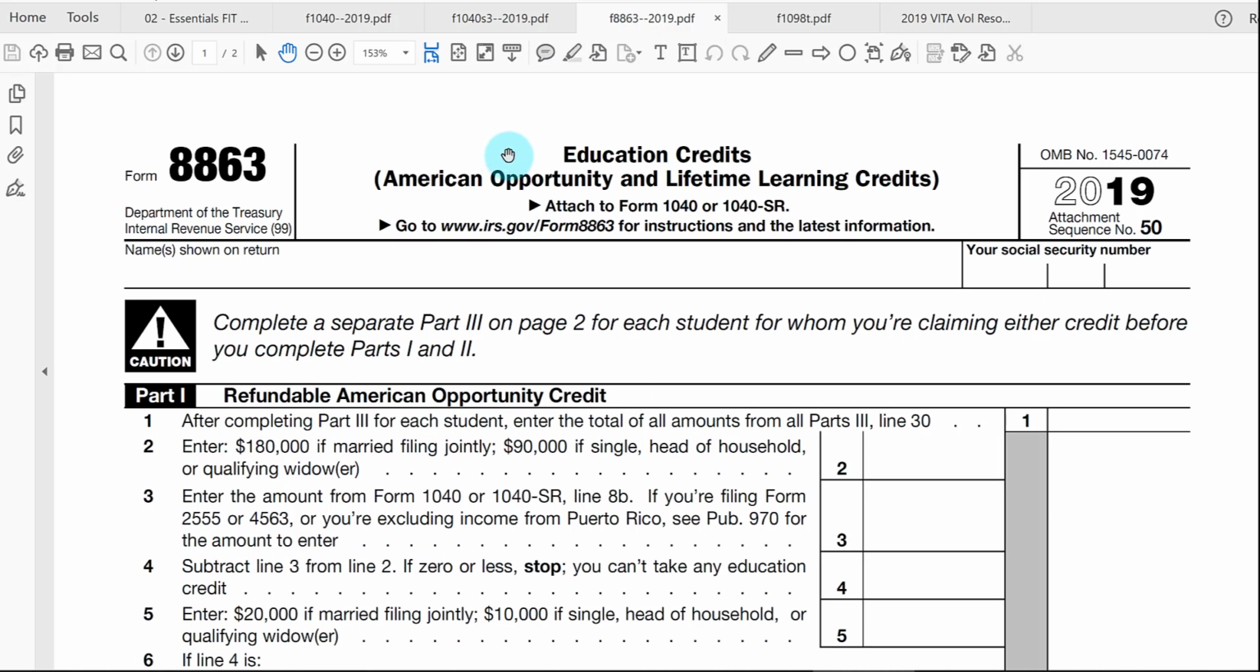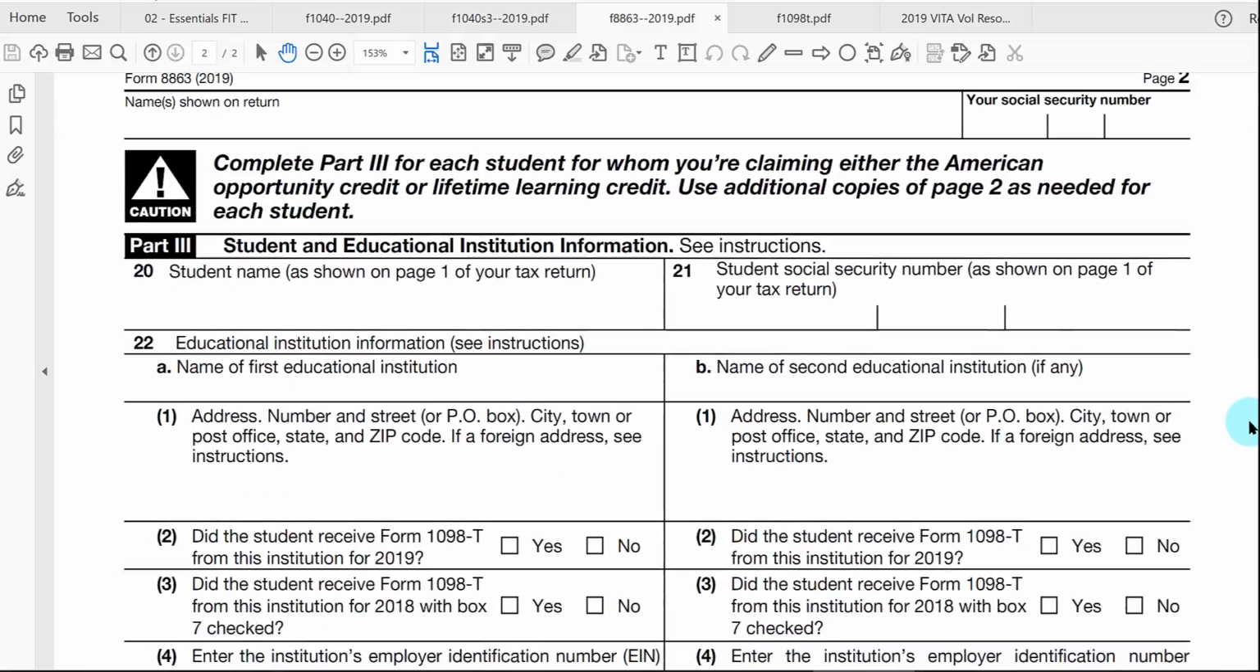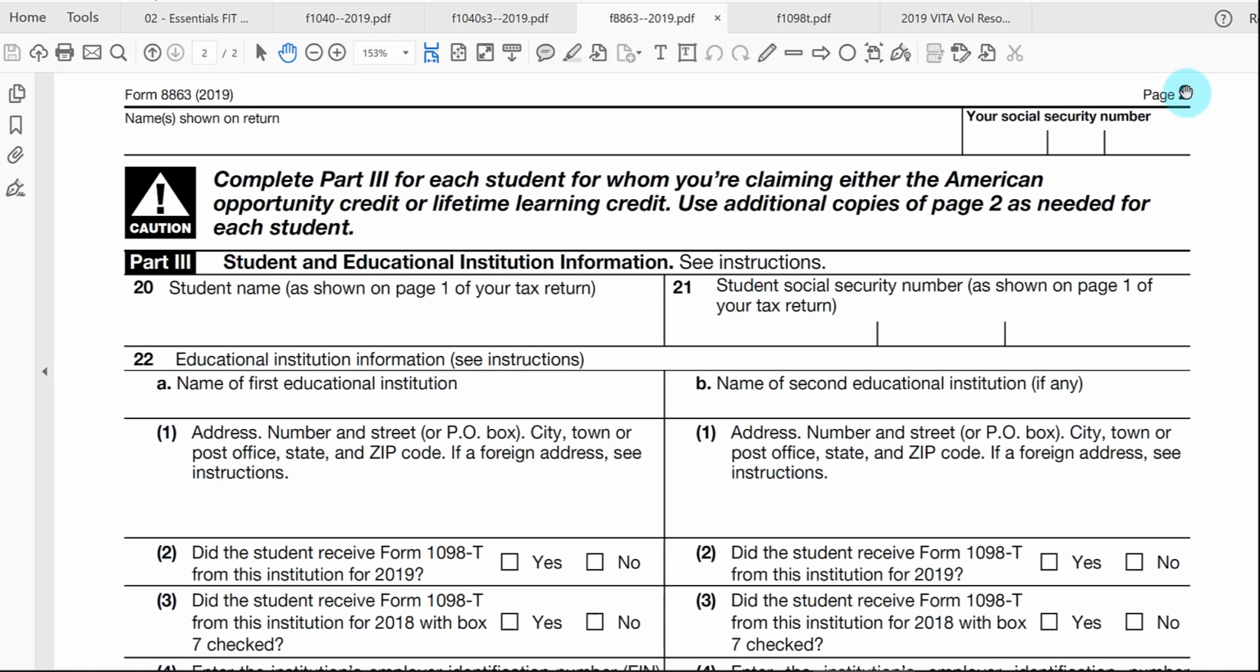Now the place where you start off filling in this 8863 is not the front page, but we start off with the back side of this page here in part 3. This part 3 has to be filled out for each student being claimed on the tax return. So if you have 2 students being reported on one tax return, you've got to do 2 of these page 2s, one for each student. So here's the student's name and the student's social security number. And then this column A and column B would be different college campuses or different training programs they go through during the year.